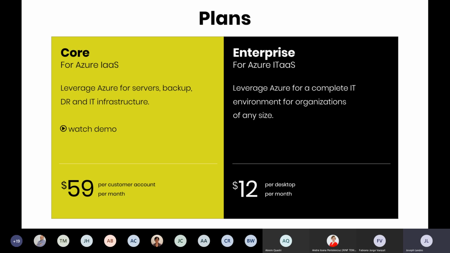So regardless of how many resources you would like to use or you need to use, we charge a flat fee of $59 a customer account a month.